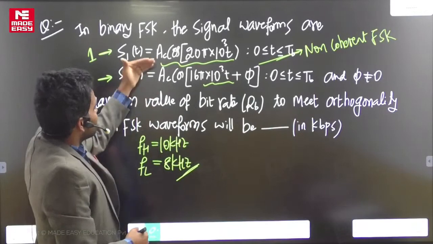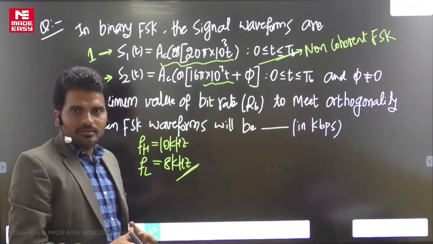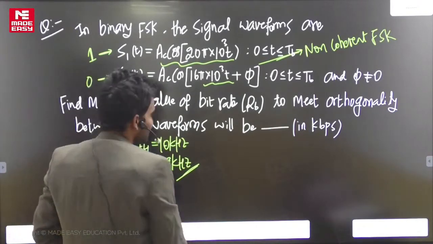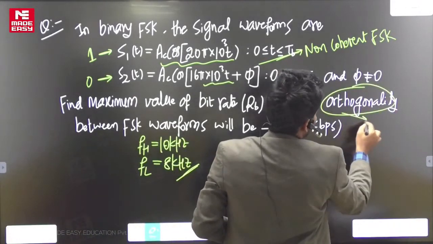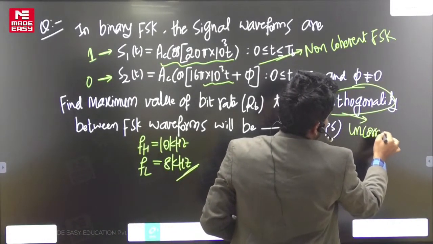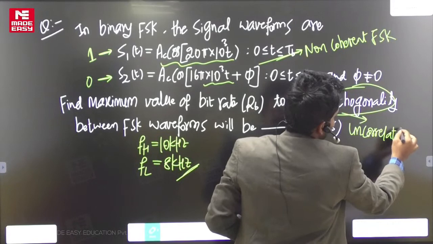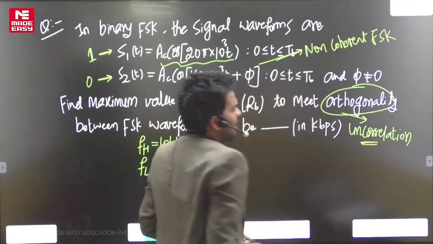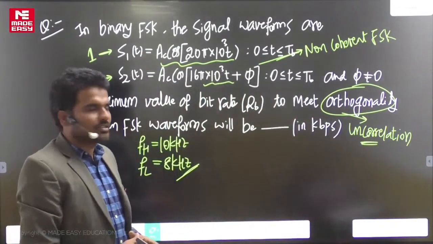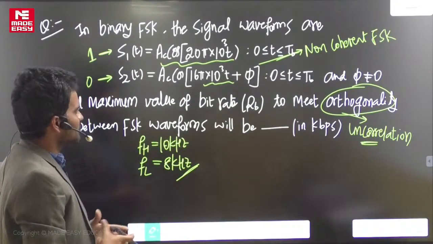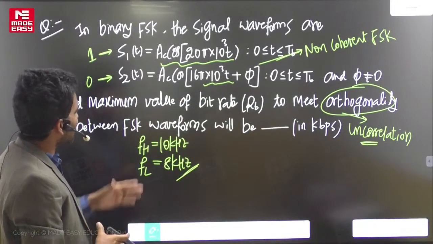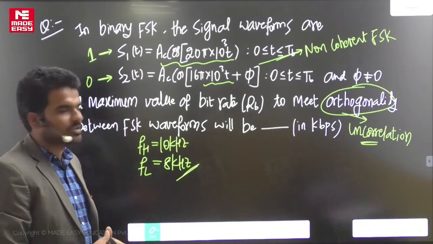So for FSK waveforms to be orthogonal to each other, this orthogonality is also called uncorrelation. You have to understand this: in communication terminology, orthogonality is nothing but uncorrelation only. So for FSK waveforms to be orthogonal to each other, what is the maximum bitrate allowed? We have to find out.